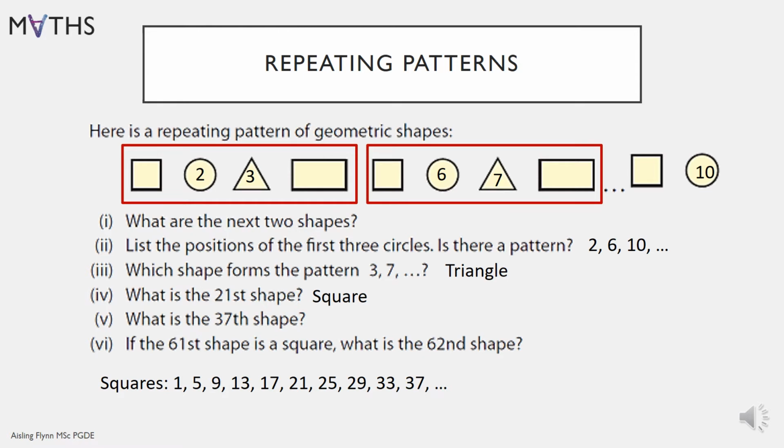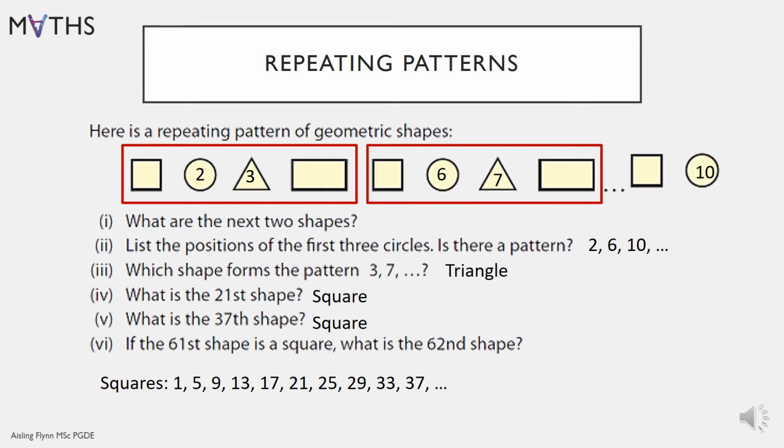Now, what is the 37th shape? So again, if you look down, you see, yes, the number 37 is in the list of square positions. Okay, but also you could say that 9 times 4, so 9 full patterns, makes 36, meaning you have one more shape. So you'd be starting a pattern again with one shape, and the first shape would be square. So there's ways and means of doing all these questions, and none is incorrect or correct so long as you get the correct answer.